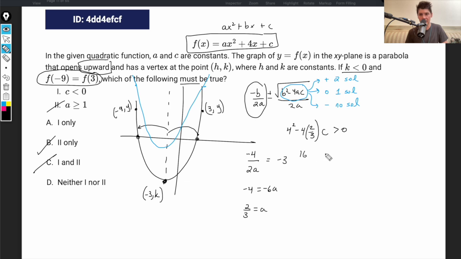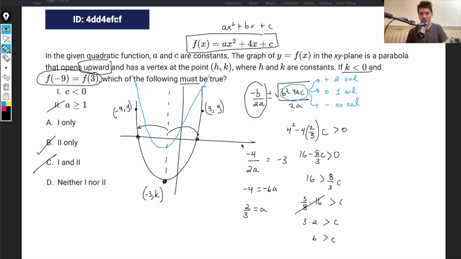So this is 16 minus 8/3 c is greater than 0, right? So I just did some of the math here. Now you could say 16 is greater than 8/3 c, and you can multiply both sides by 3/8, so c is less than 16 times 3/8. This cancels to be 3 times 2, so c is less than 6. But we don't know how much less than 6 it is, right?